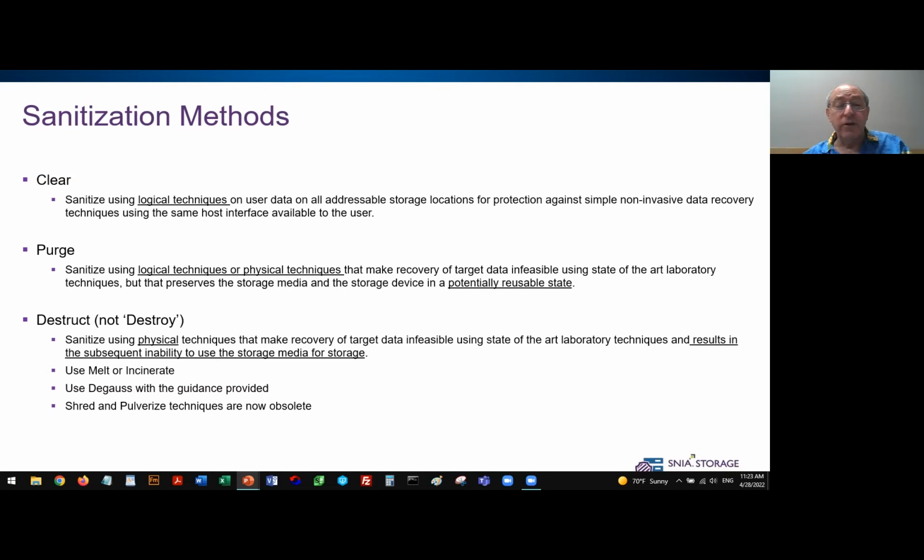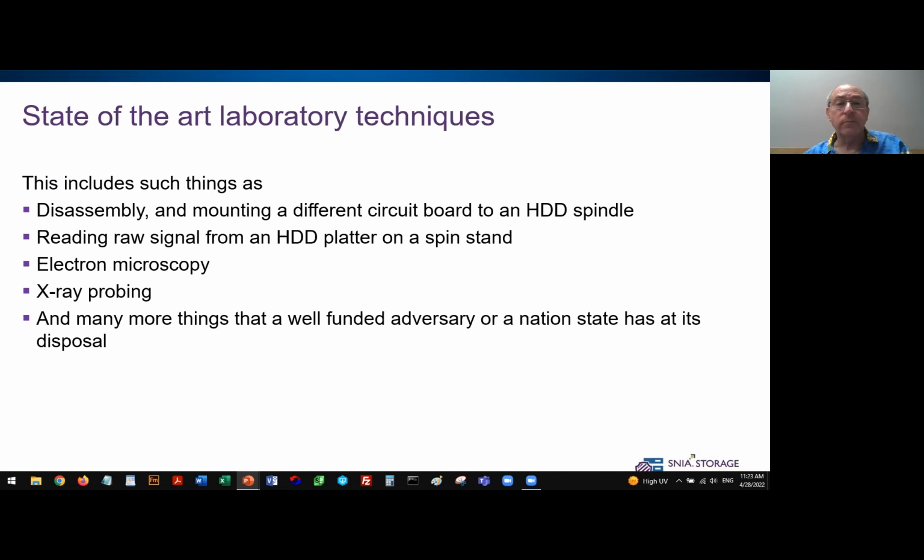Here you use melt or incinerate, you use degauss with guidance, and shred and pulverize techniques are obsolete now. What do we mean by state-of-the-art laboratory techniques? Well, here's some hints as to what some of the things are. Now, data recovery houses have a lot of trade secrets for how they do things. And of course, nation states have even more techniques that they don't tell about.